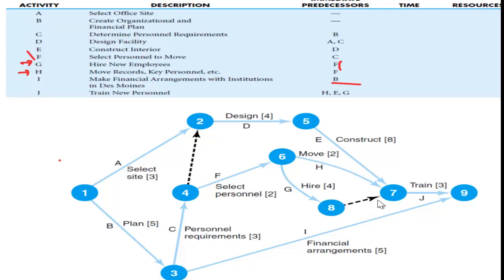Then we move on to I, which has predecessor B. Okay, financial arrangements. And there is a 9 node, the last one is a terminal node, where J ends. The predecessors of J are H, E, and G, and it ends with the last node.